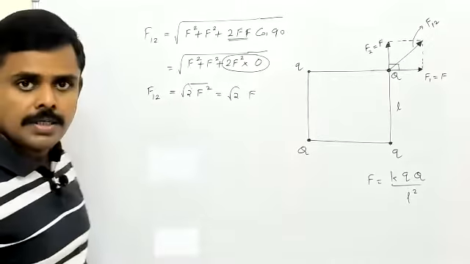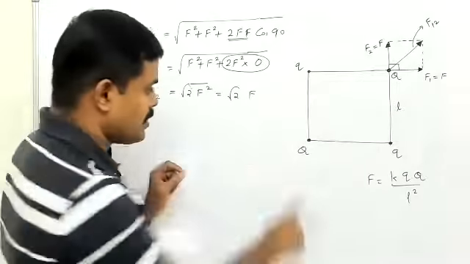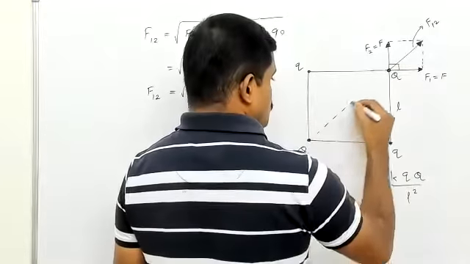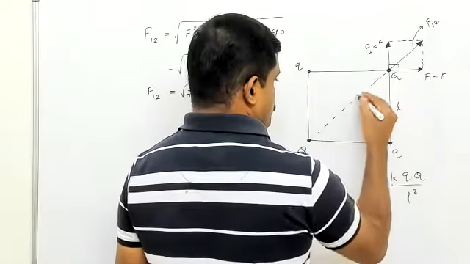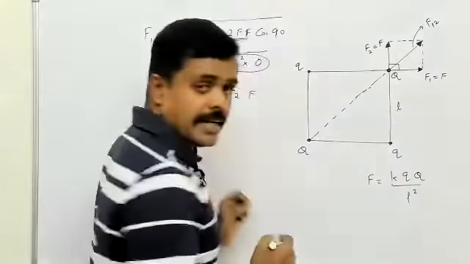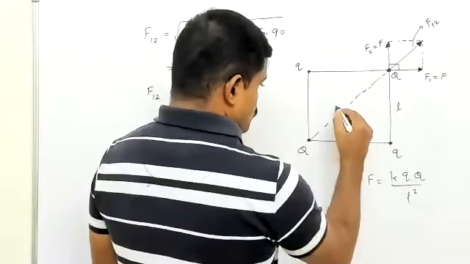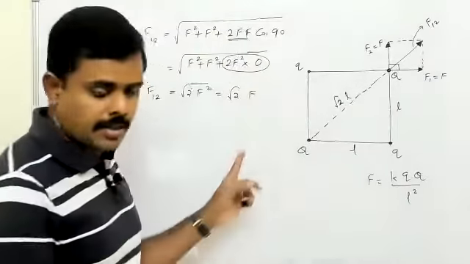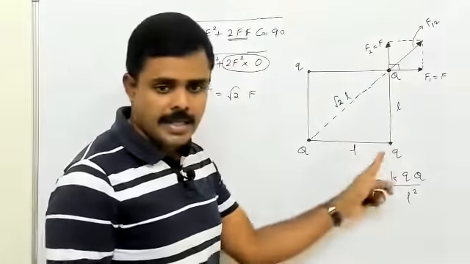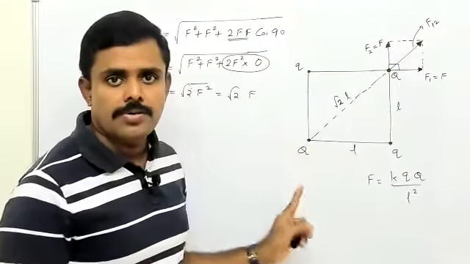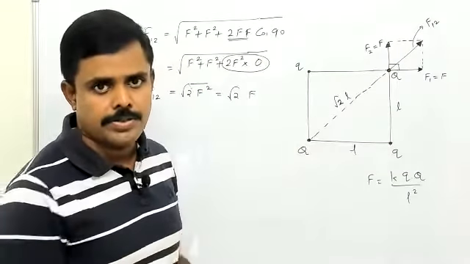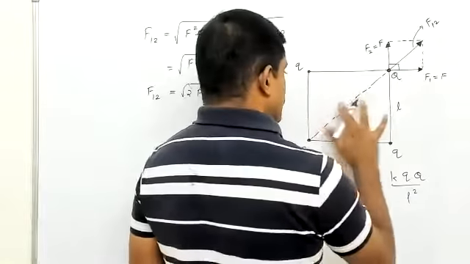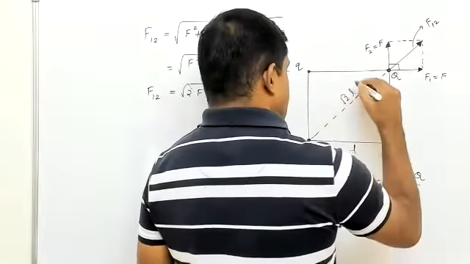Okay, so I got my F12. Now there is one more force given by this charge. What is the force given by this charge? I have to find this distance first. That is the diagonal, right? So that diagonal will be root 2 times L. Why? Because this length is L, this length is L, and the hypotenuse is root of base square plus altitude square, L square plus L square, that is root 2 L square. So it is root 2 L.